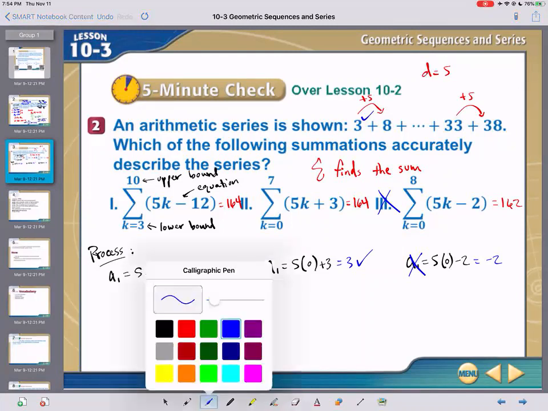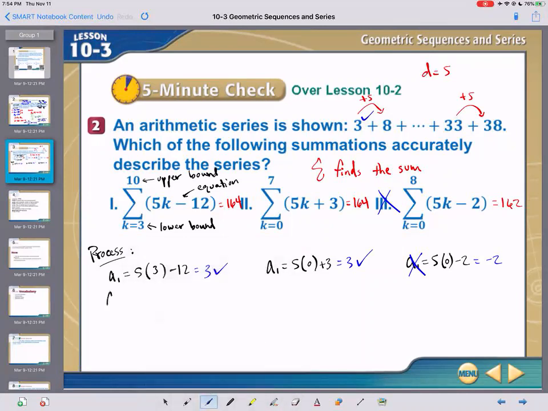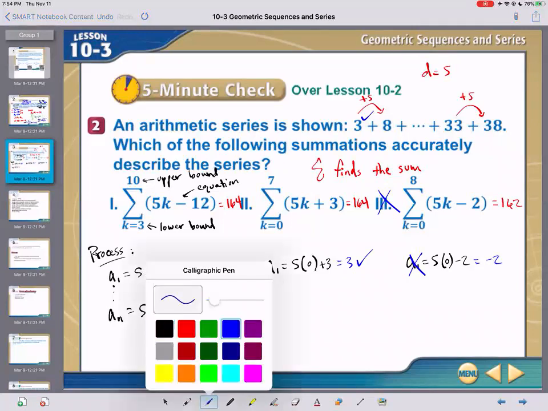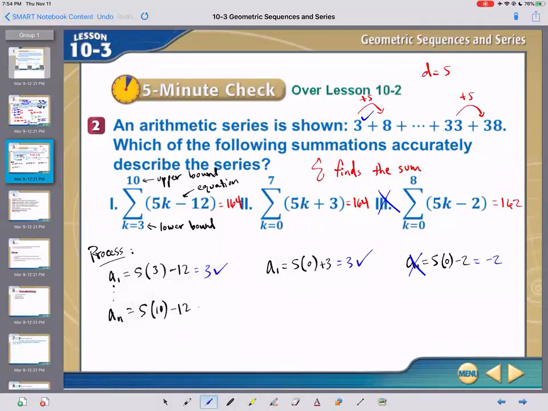Once you know the first one's going to work out, test and see if the last one will work out. Let me erase and say I'm skipping some, so I'm going to go dot, dot, dot, to the very last one, which we can symbolize by an. What you do is you plug in the upper bound. The upper bound on the first sigma is 10. So I'd say 5 times 10 minus 12. Well, 5 times 10 is 50. Subtract 12, I'm getting 38. That's exactly what it's supposed to be. So that's good.